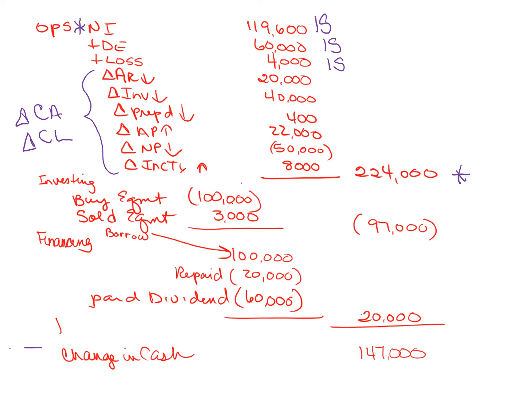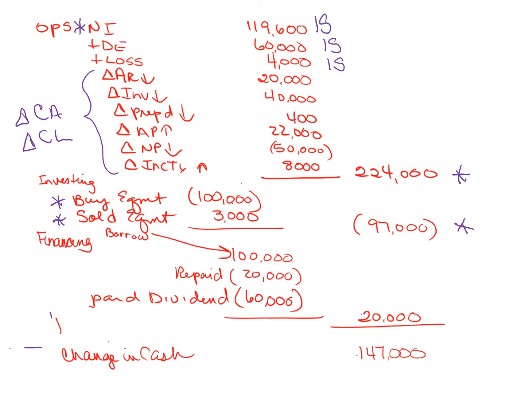As far as the investing, by analyzing the property, plant, equipment, and accumulated depreciation accounts, I figured out that I bought equipment, and $100,000 went out for new equipment, and I found the cash proceeds from the sale of the equipment was $3,000, not the loss, not the gain. So netting that, cash from investing activities was an outflow of 97.